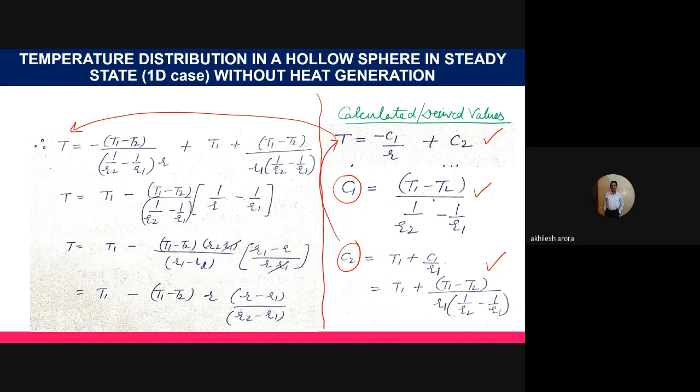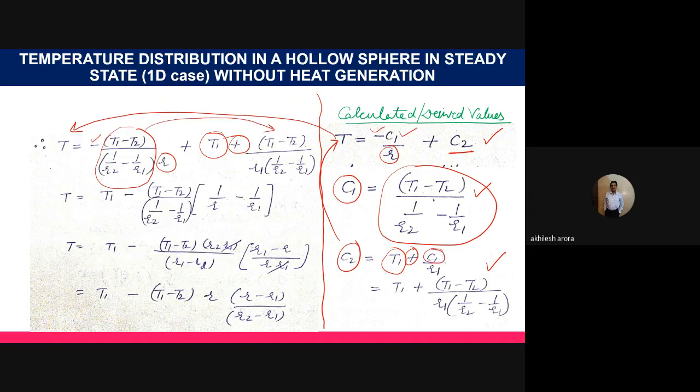So the value of C1, as you can see, first of all you have the minus sign, the minus sign is here, divided by R is here. Then we put the value of C1, C1 is this value. So you can just cross check it, it is T1 minus T2 divided by 1 over R2 minus 1 over R1 plus, now we have to put the value of C2. Now C2 is this value, T1, so first of all it is T1, then plus, and then once again C1. So this is the value of C1. Once again you can see it here, T1 minus T2 into 1 over R1.